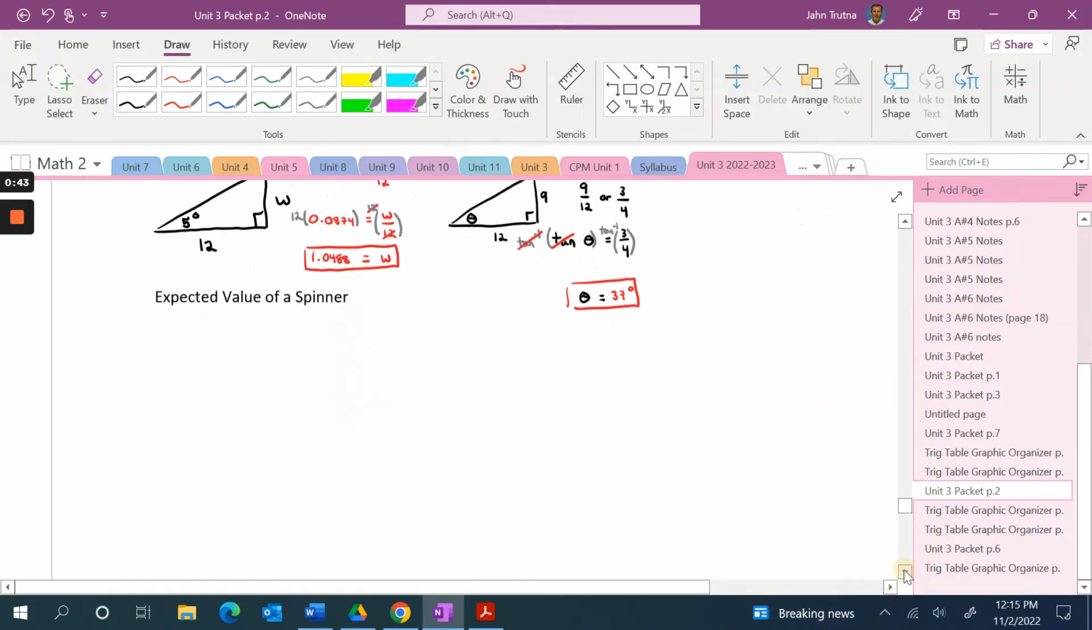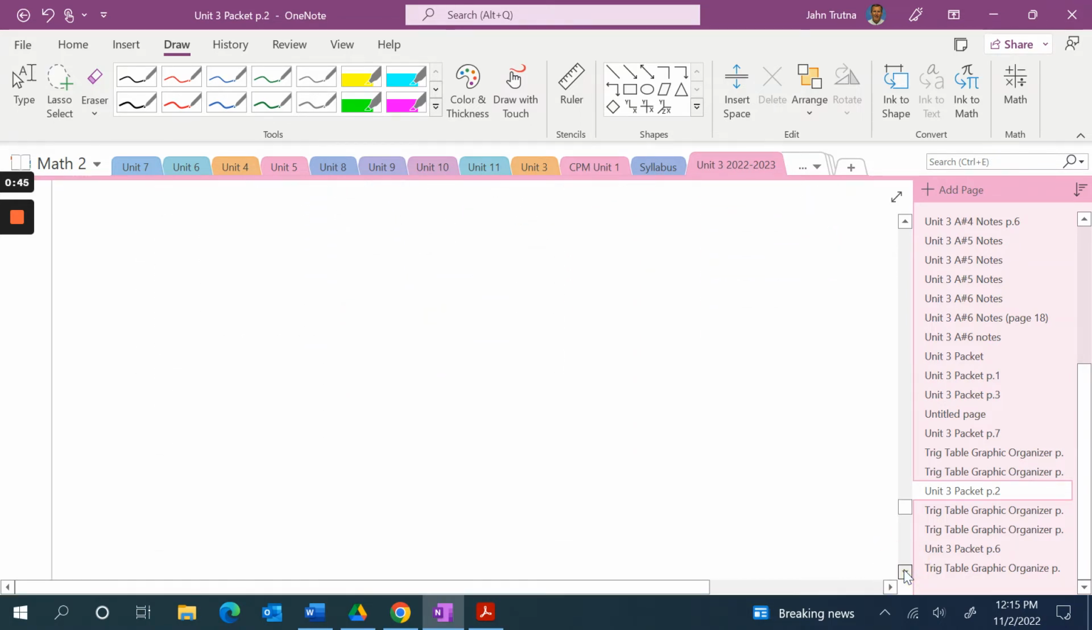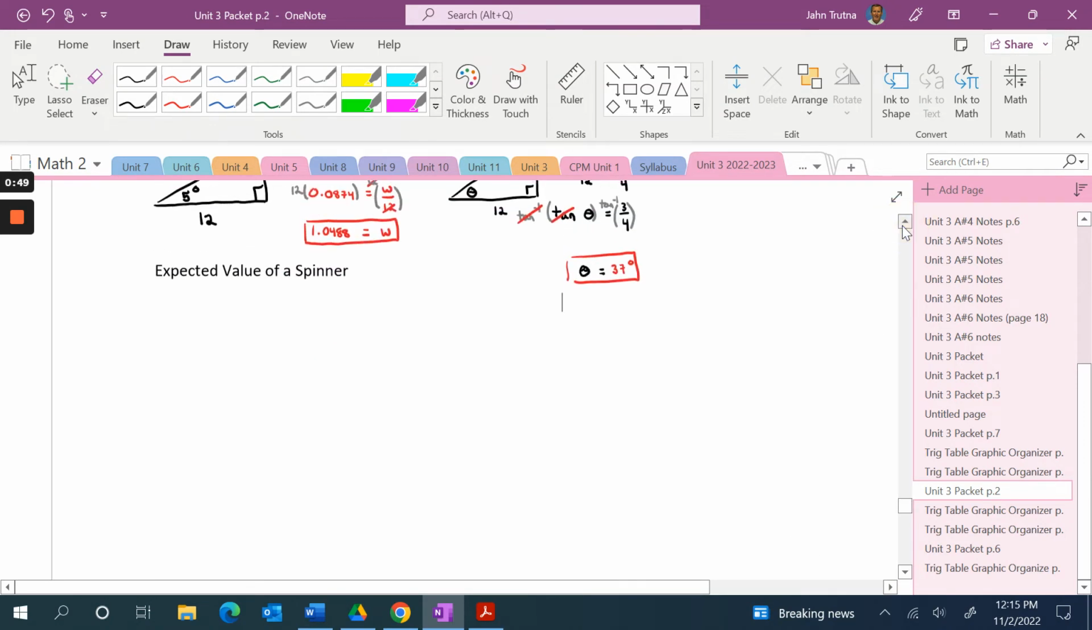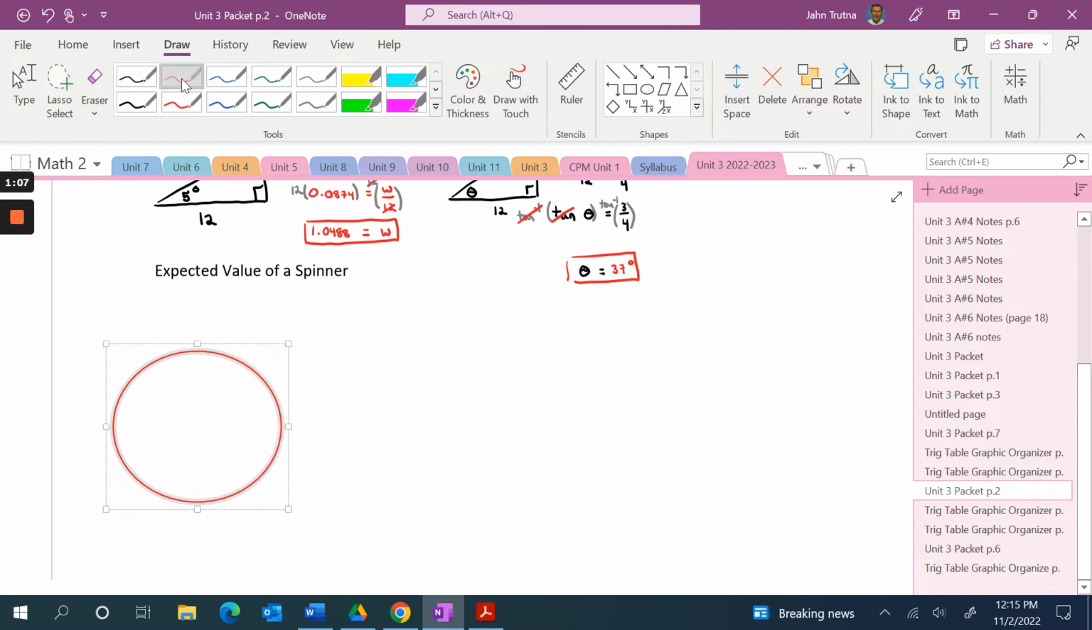But what we're going to do today is go over the expected value of a spinner portion. So we're on page 27 in your notes here, okay? Whenever we're talking about expected value of a spinner, it's always going to be one of those circular things. You picture this as a spinner, and inside, it is going to be divided up into various sections.